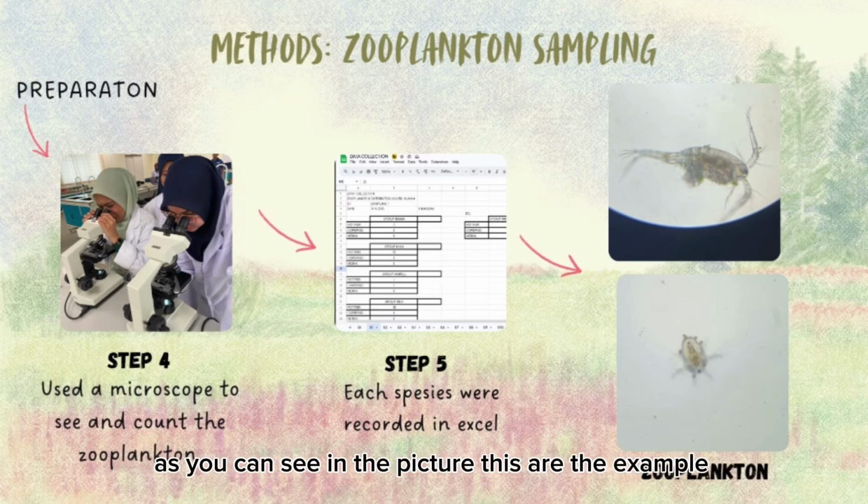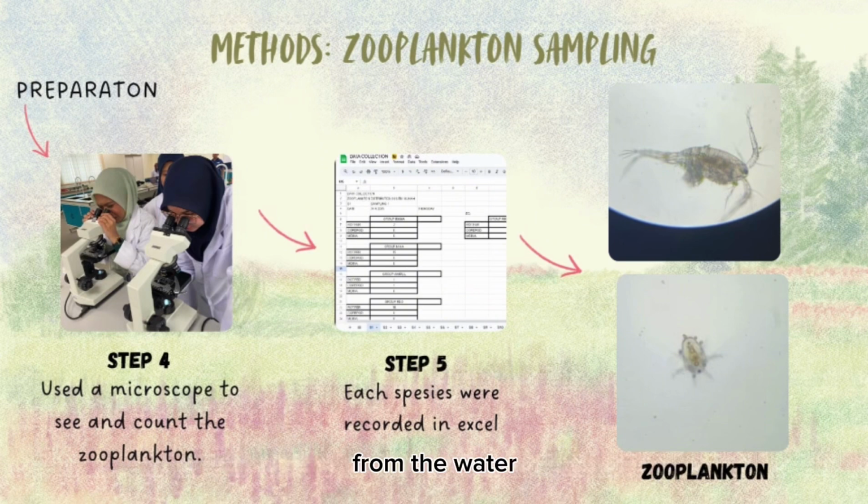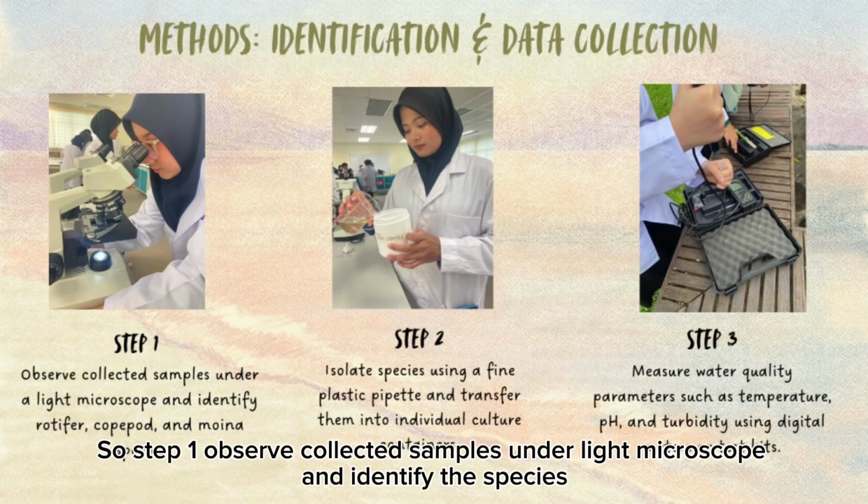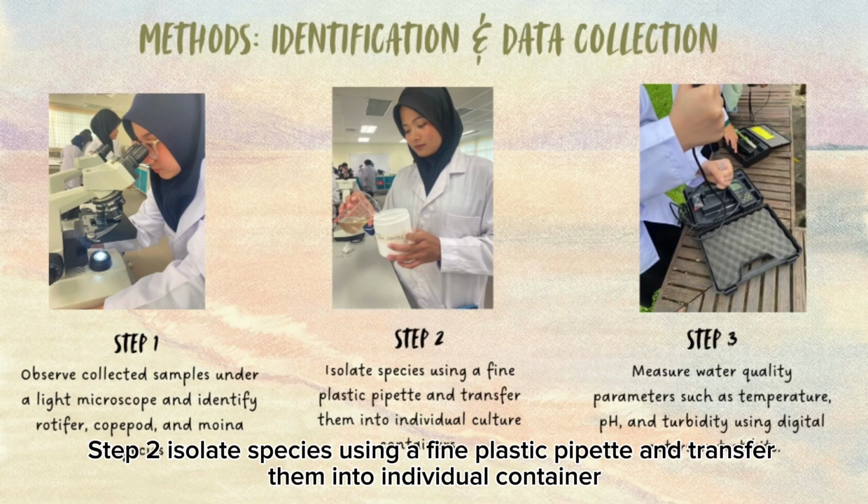As you can see in the picture, these are examples of zooplankton that we have collected from the water in UiTM Mukah Lake. Next method is identification and data collection. Step 1, observe collected samples under a light microscope and identify rotifer, copepod, and moina species. Step 2, isolate species using a fine plastic pipette and transfer them into individual culture containers.